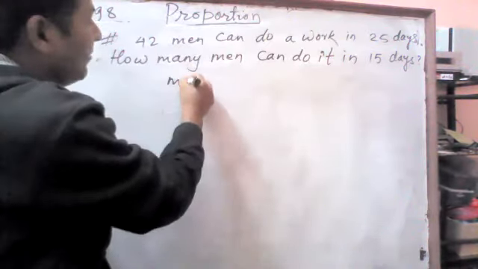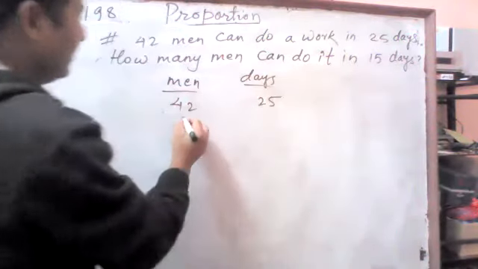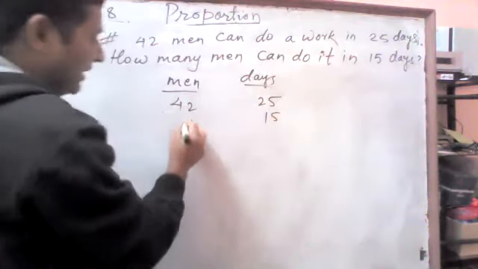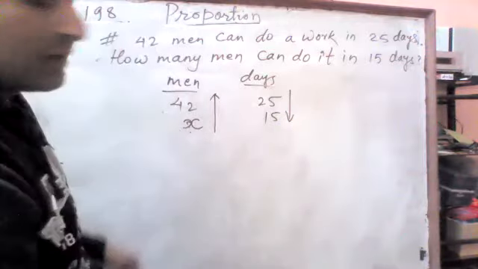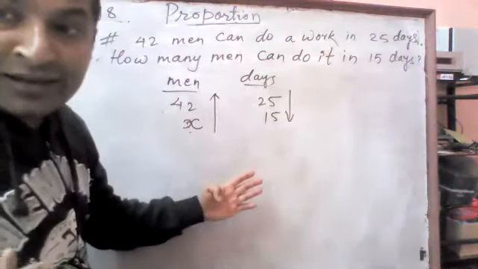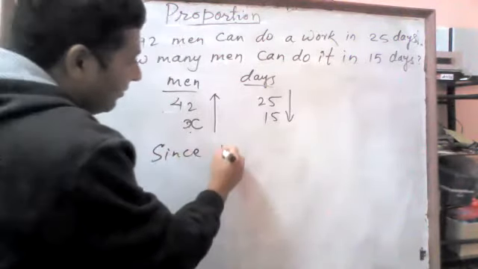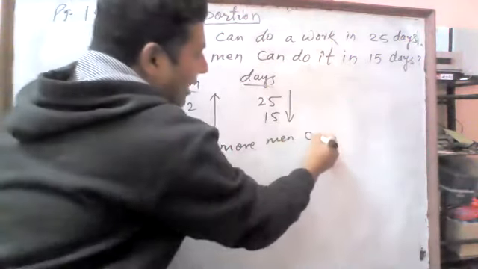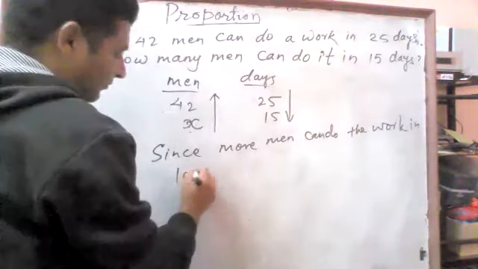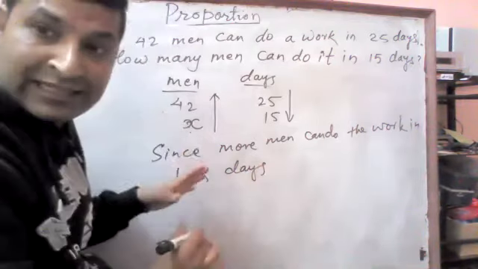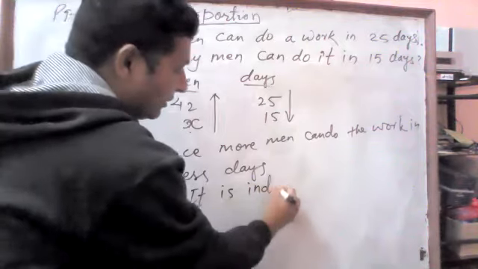First of all, we write here men and here days. 42 men can do it in 25 days. How many men can do it in 15 days? We can suppose here X. If this number increases, this will decrease, because if there are more men, they can finish the work in fewer days. Since more men can do the work in fewer days, it means if one quantity increases, another decreases. Therefore it is indirect proportion.